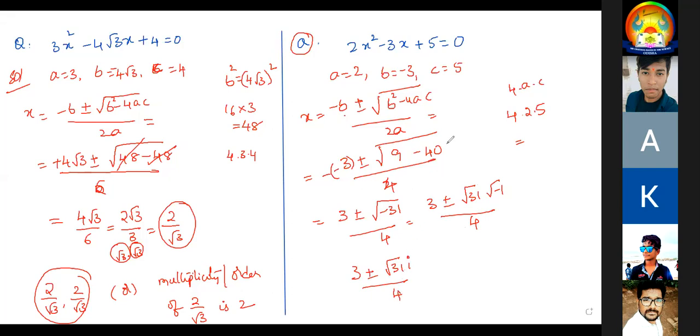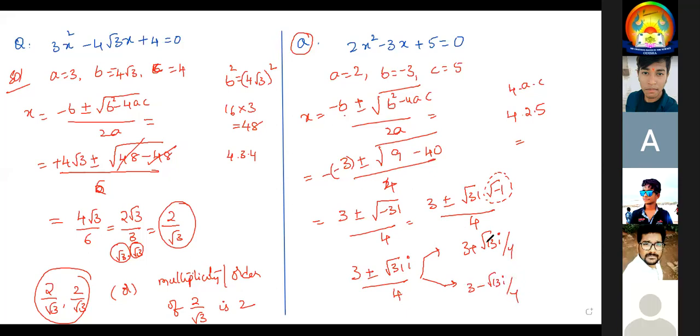And definitely, sir, the next topic is complex numbers. I'll tell the story and the history of minus 1, how a human being got an idea of root minus 1. Now it is not necessary; in the next classes we will see. So it is 3 plus root 31 i by 4 and 3 minus root 31 i by 4.